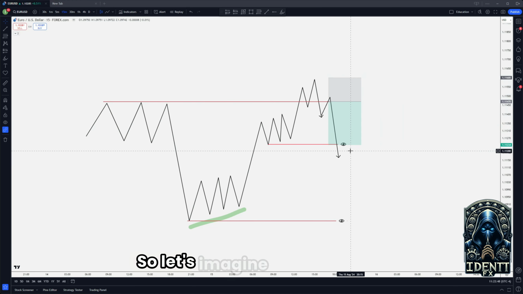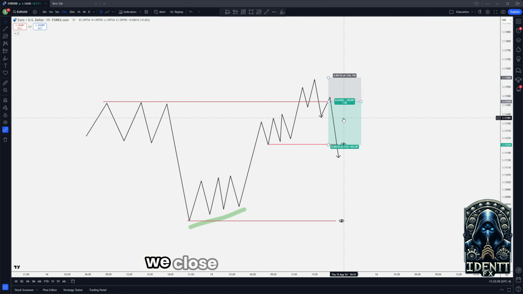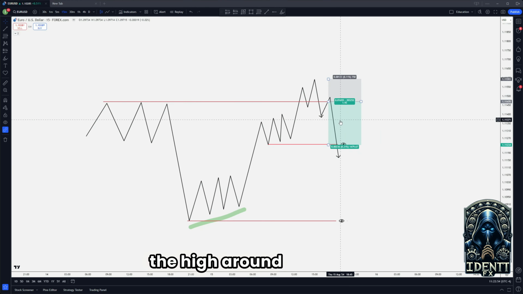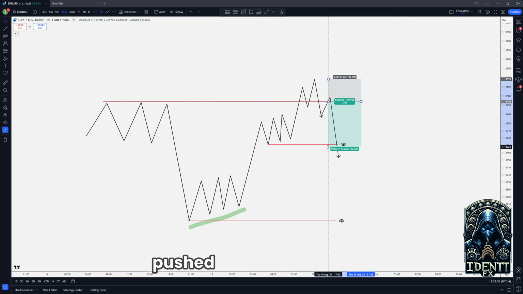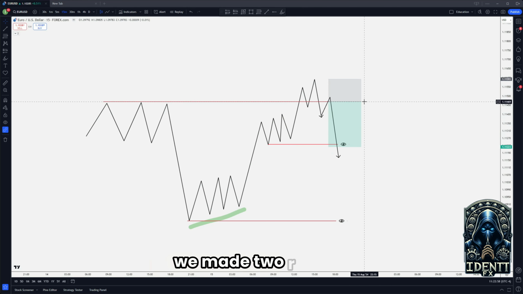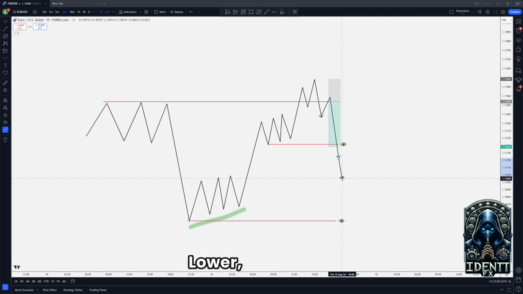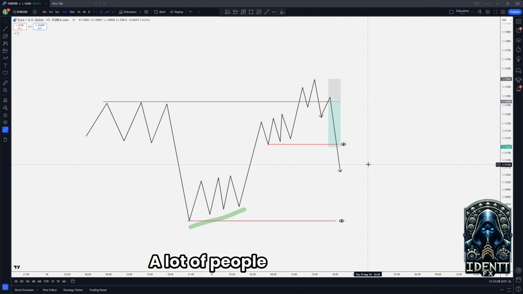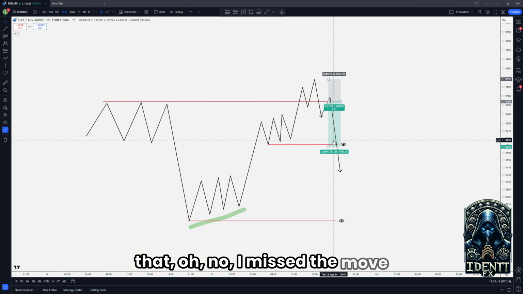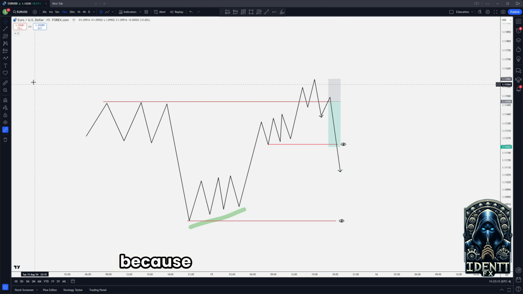All right, so let's imagine we close that fully. We close the entire position and we net, if we were covering the high, around 2R. Let's say we wanted that 2R, we pushed it a little, there we go. We made 2R in this specific trade. And now what we can see is that the market is moving lower, way lower, right? A lot of people, what I see is that, oh no, I missed the move and I'm going to quit trading because I missed the entire move.